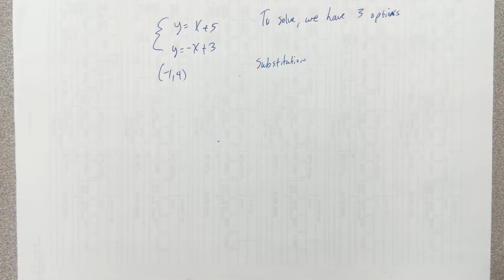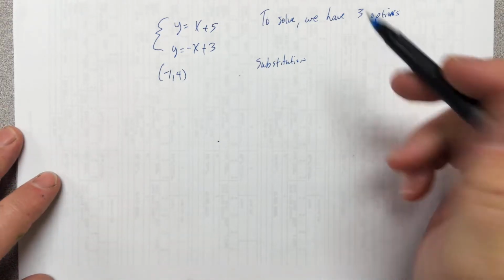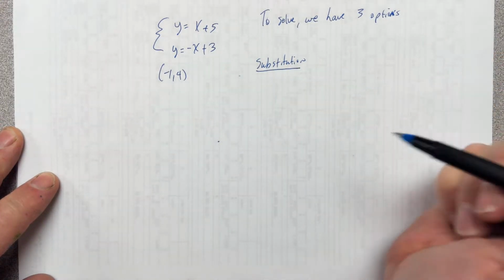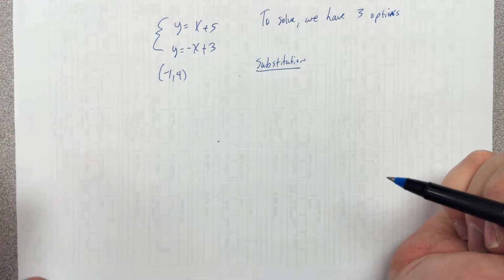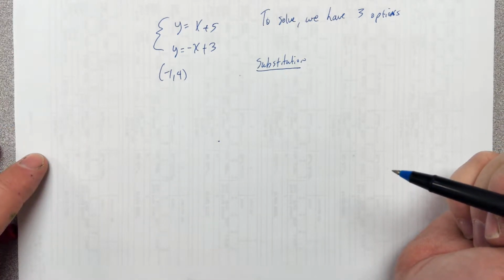Substitution's actually not so bad. It's pretty easy. It might be the easiest one. It might even be easier than graphing sometimes. Because with substitution, what you're going to do is find something that's equal to something else and replace it. Which is kind of weird, right?